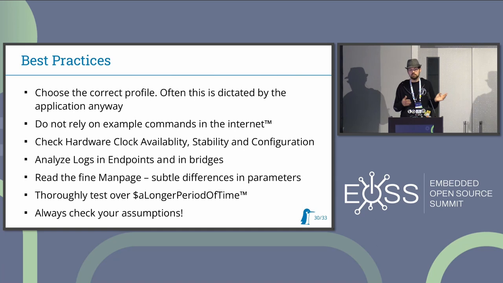Check hardware clock availability, check if it's stable. Read your logs. Especially logs and bridges are quite a valuable tool for debugging because you can check what exactly goes wrong if your offsets or your peer delays drift apart. It usually gives a good hint what goes wrong. Again, read the man pages, they're quite good. And thoroughly test over a longer period of time. And of course, last point, let's check your assumptions.